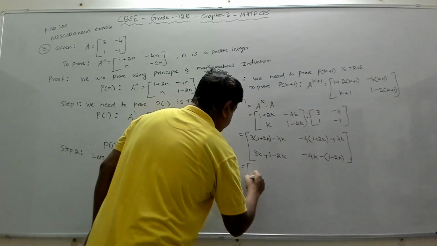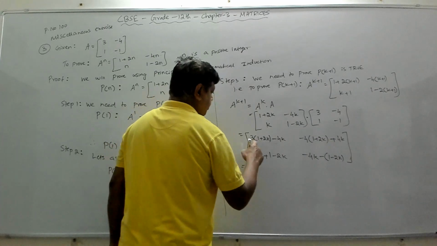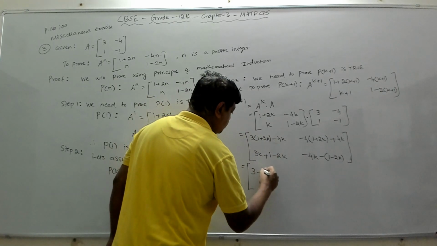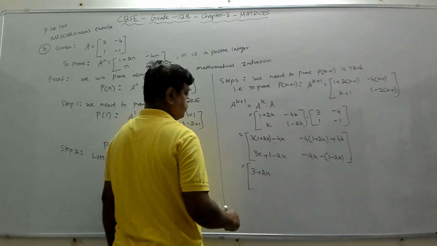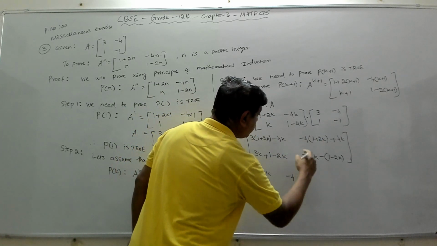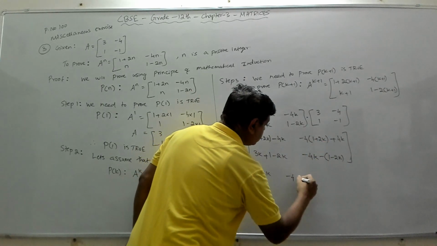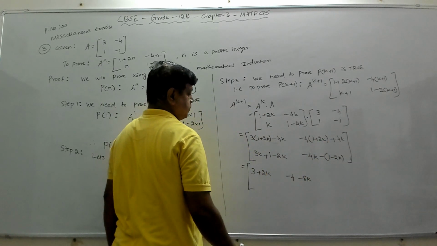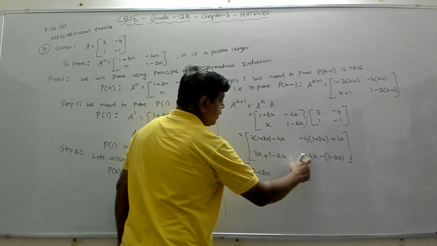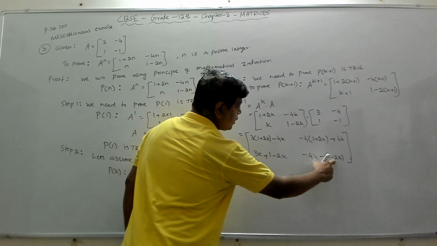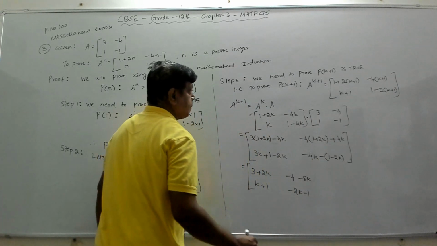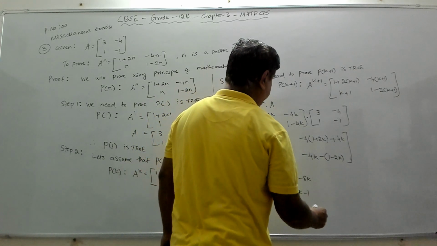Now if you simplify this, what do we get? So 3 into 1 is 3, 3 plus 2k is 6k, 6k minus 4k is plus 2k. Then here this becomes minus 4 into 2k is minus 8k plus 4k is minus 4k. Then here again 3k minus 2k is k, so it will become k plus 1. So minus 4k minus 1, minus into minus plus 2k. So we'll get plus 2k minus 4k is minus 2k minus 1. Minus 2k minus 1.